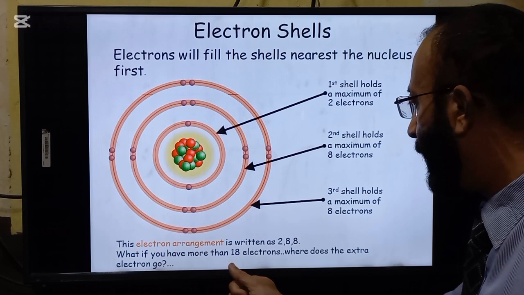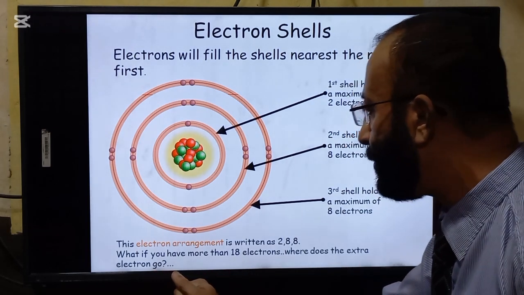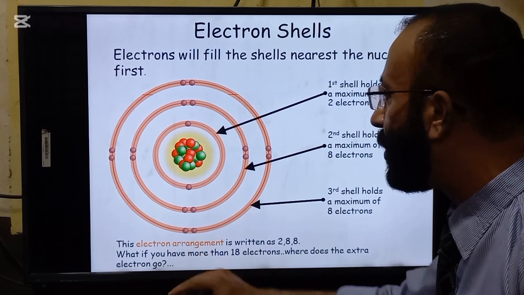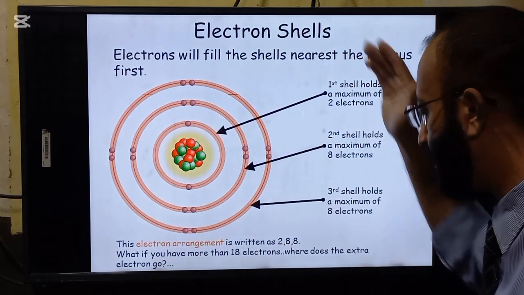What if you have more than 18 electrons? Where does the extra electron go? Definitely the extra electrons will go in the next shell, that is the fourth shell, and so on.